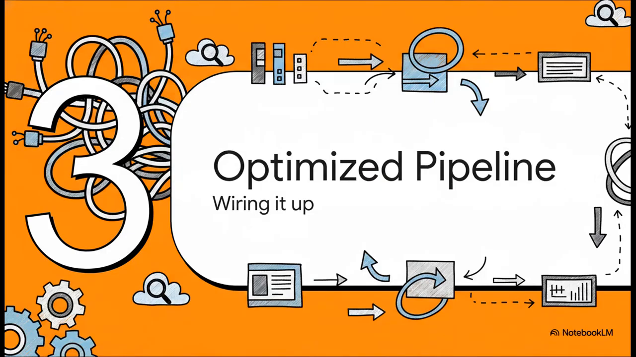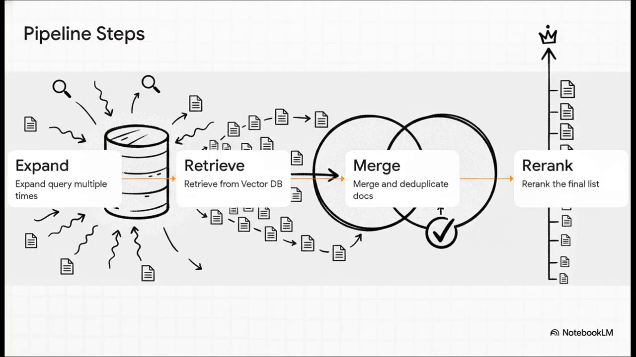Okay, Section 3, building the optimized pipeline. Let's look at how we actually wire this up in the codebase. This orchestration flow is absolutely essential for building scalable, hierarchical intelligence systems. First, we expand the original query multiple times. Second, we fire those queries off in parallel to retrieve our documents. Third, and this is key for keeping your context window clean, we merge and deduplicate. And finally, we re-rank that unified list so the absolute most relevant information is sitting right there at the top.